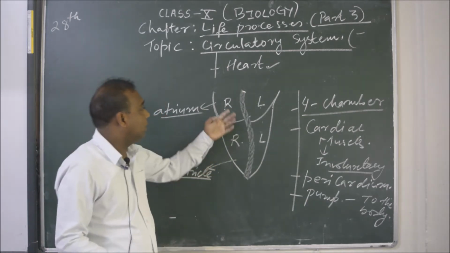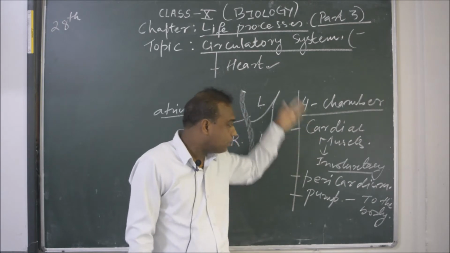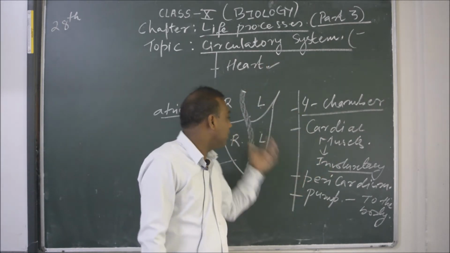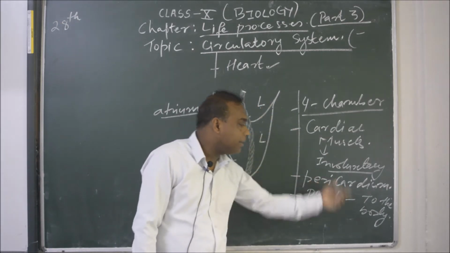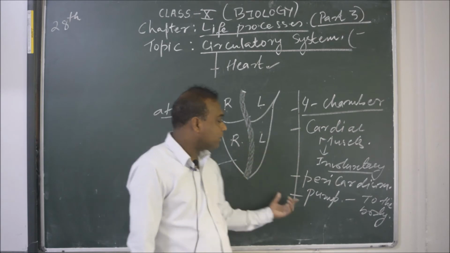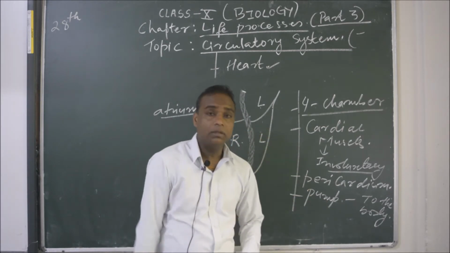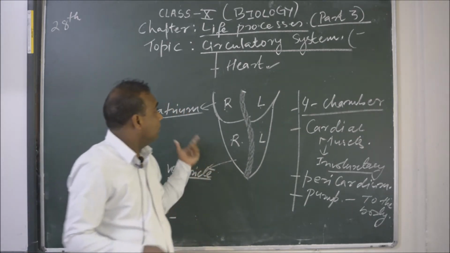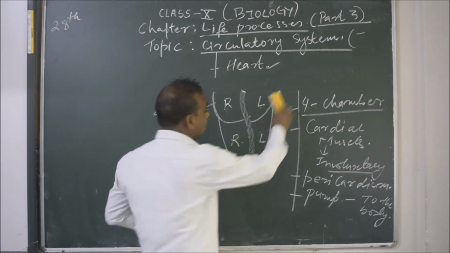Again I will say, the human heart is a 4-chambered heart. It is made up of the cardiac muscles, and the cardiac muscle is an involuntary muscle. The outer covering which protects the heart is known as the pericardium, and the main function of the heart is to pump the blood, and the blood goes to different parts of the body. So, these are the main functions. Now, next we will learn the working of the human heart.